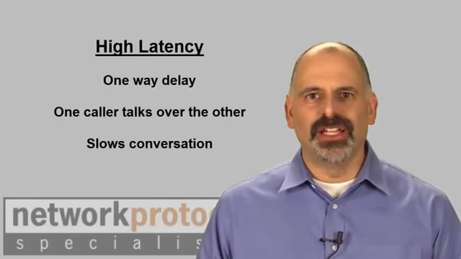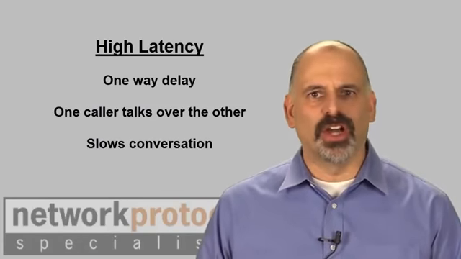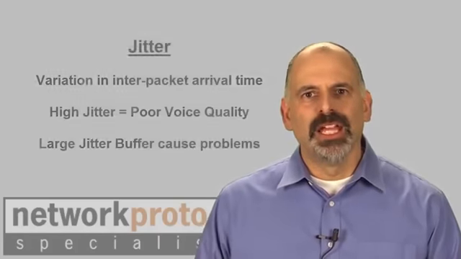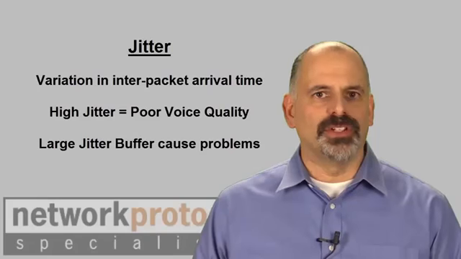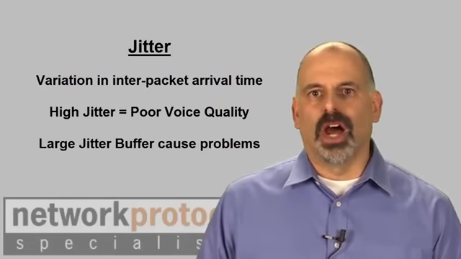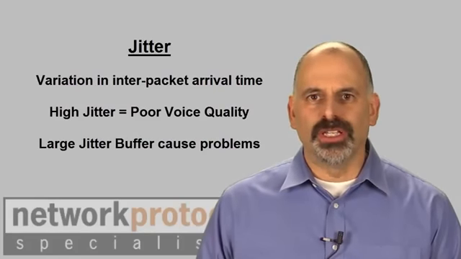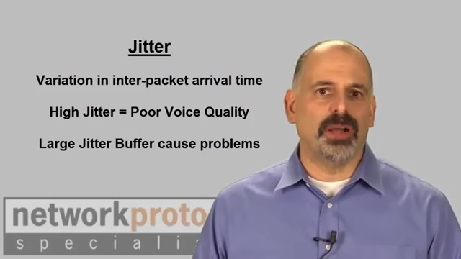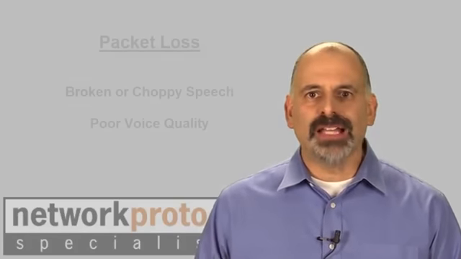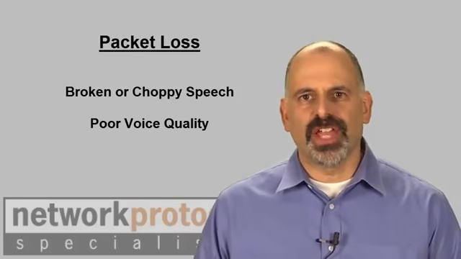If we have high latency, this can result in one speaker talking over the other and an overall slowdown of the conversation between the two people. Jitter represents the variation in inter-packet arrival time. High jitter results in poor voice quality. To compensate for jitter, the receiving device uses a jitter buffer. Unfortunately, if we have to increase our jitter buffer to overcome high jitter, we run into the same problems as high latency. Packet loss will result in broken or choppy speech. It makes it difficult to understand the person at the other end of the call.